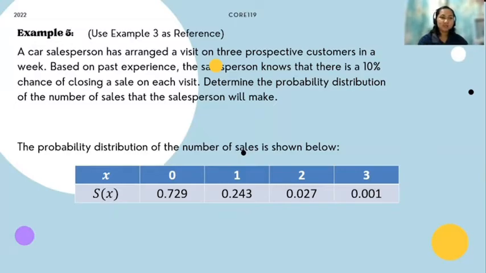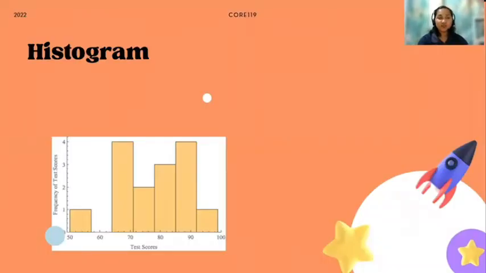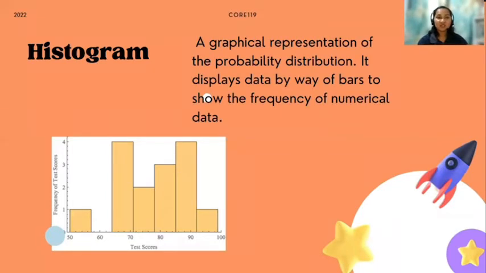So, let's go to histogram. Since we have a tabular representation and a mapping for the probability distribution, we also have a graphical representation. That graphical representation is known as the histogram. It displays data by way of bars to show frequency of numerical data. What is the difference between histogram and bar graph?